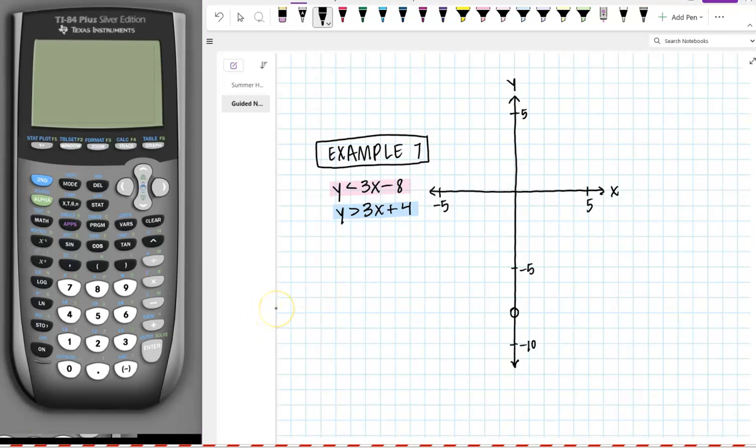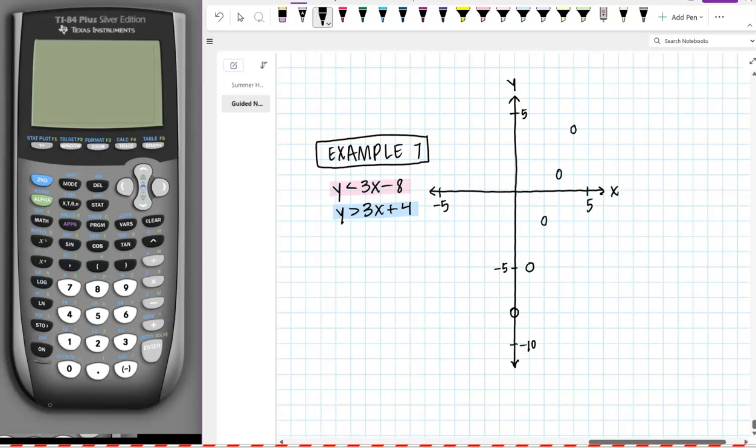Next, I'm going to use the slope of 3. I'm going to go up 3, right 1, and that's right where my -5 is. So I'm going to put that over here. So I have space, up 3, right 1. And I'm just going to keep using that slope to find more points.